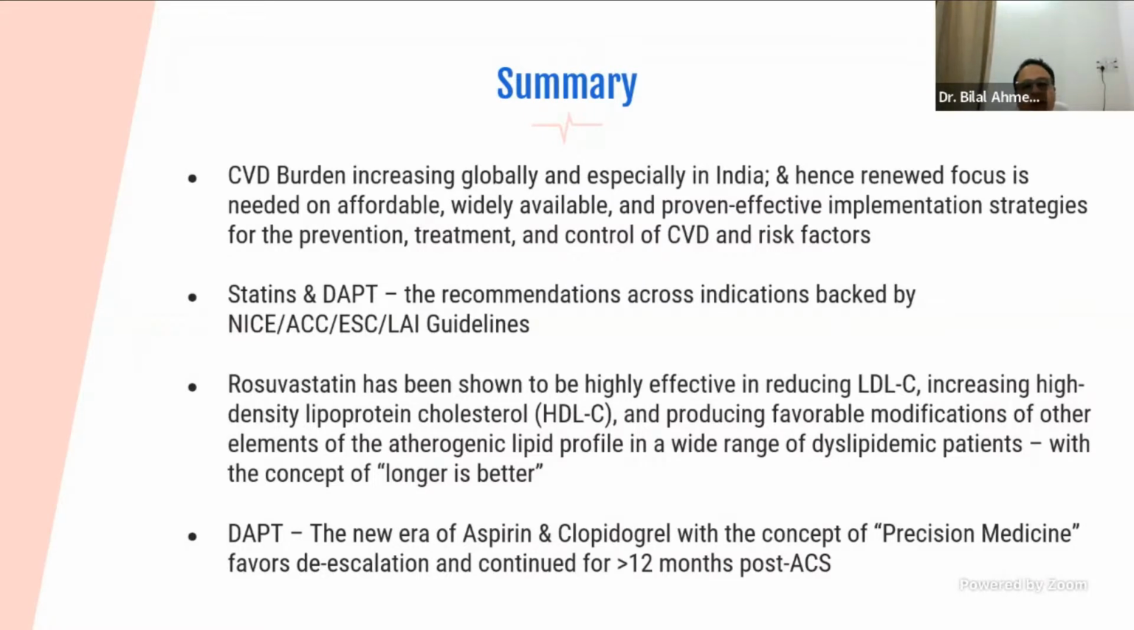Once a patient has had a cardiovascular event, they have to be put on high dose statins and DAPT therapy, as per the NICE, ESC and American lipid guidelines. Rosuvastatin is highly effective in reducing LDL-C as compared to other statins, with very favorable modification of other elements, that is the pleiotropic effect of statins. DAPT, a new era, has offered the concept of precision medicine, which favors de-escalation versus continuous 12 months of DAPT. Thank you.